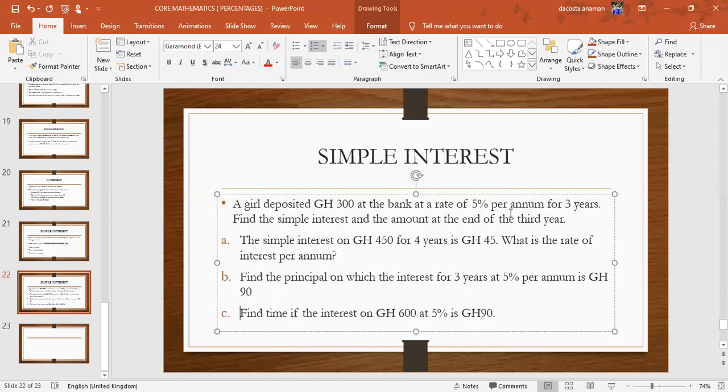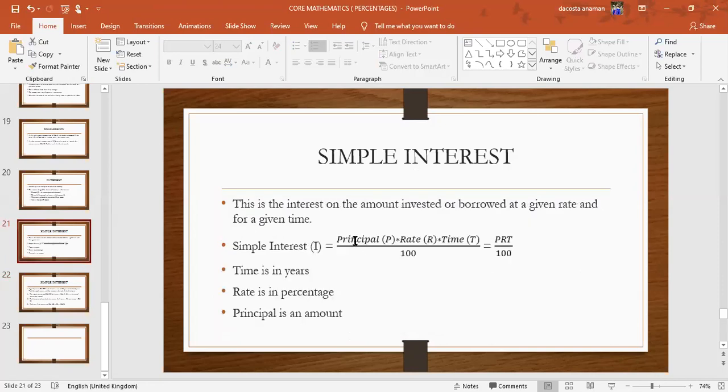Someone is asking where the 100 comes from. The 100 is the 5%. The rate is in percentage, that's 5%, which is 5 over 100. And since with the formula everything is multiplying, the formula is principal times rate times time, so everything is multiplying, and we use the property. So P times R times T all over 100. The 100 is the percentage associated with the rate.